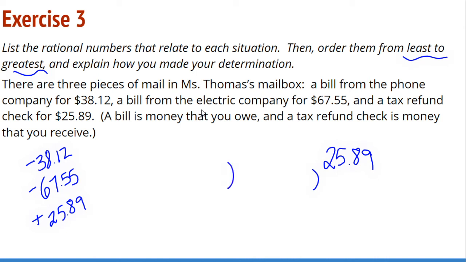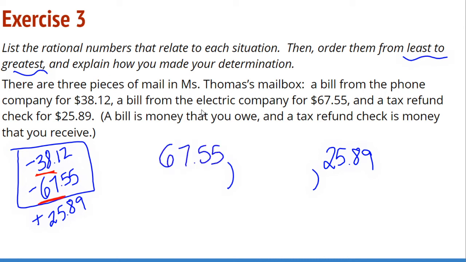Now, as I look at the numbers, I need to ask myself, which one of these is going to be farther away from 0? They're both on the negative side, but this second one, the 67 and 55 hundredths, is almost twice as far from 0 as the 38.12. So going left, the 67.55 is going to be the farthest to the left, so it's the least. That leaves me with the 38.12 in between.